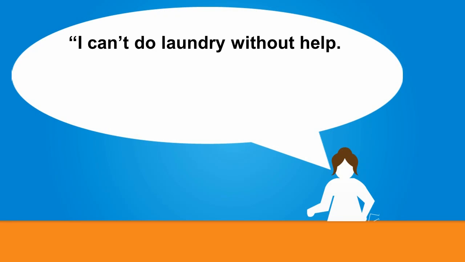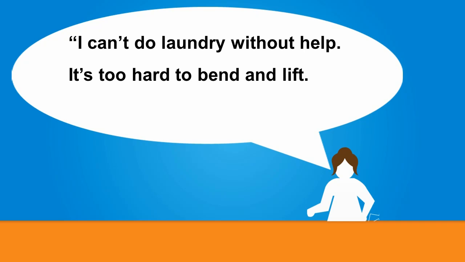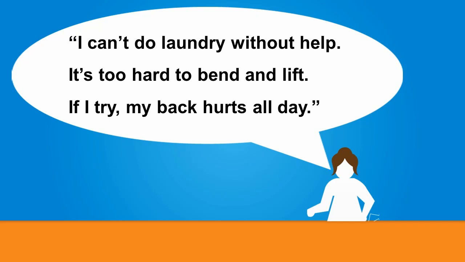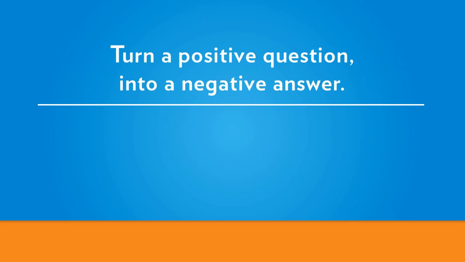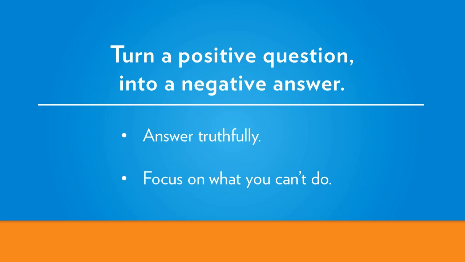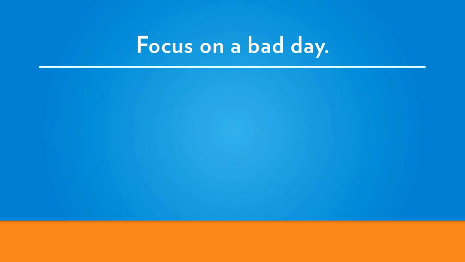Instead, answer the question fully and truthfully by saying, "I really can't do the laundry without help. It's too difficult to bend over to put in and take out the clothes. And if I were to try and do a load, my back would hurt really badly for the rest of the day." Do you see how we took a positive question the judge asked and turned it into a negative answer? Everything that we said was absolutely true, but it focused on the negative things, or in other words, the things you can't do.